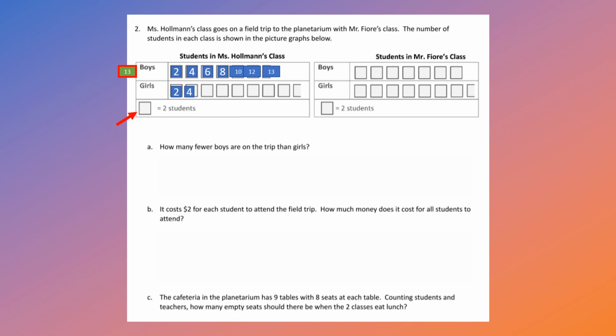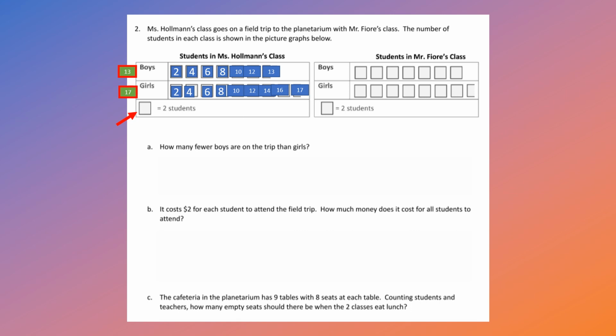2, 4, 6, 8, 10, 12, 14, 16, and that half of a square is 1, so that would be 17. There are 17 girls in Miss Holloman's class.